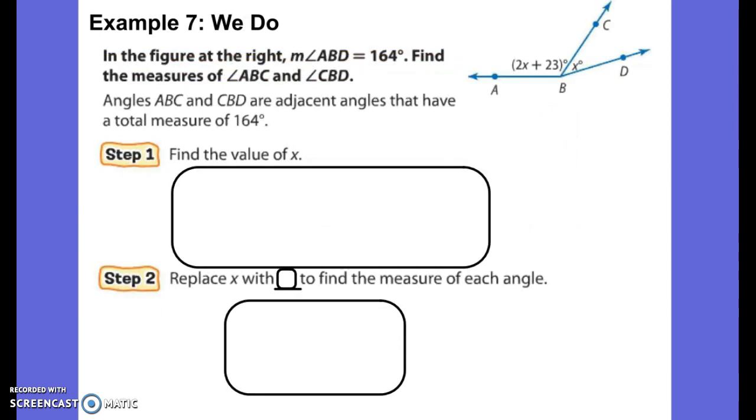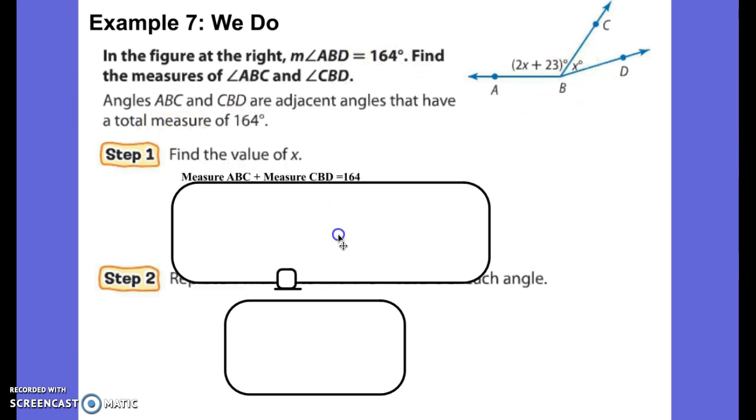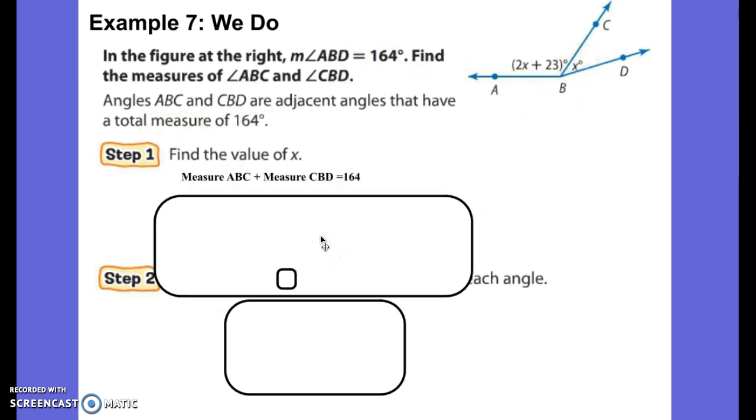Number 7, in the figure on the right, angle ABD is 164 degrees. Find the measures of ABC and CBD. Because you're looking for the value of x, the total measure is 164. So the first thing you need to do is take the measure of ABC, with B being your vertex, plus CBD, so both of these angles. All I'm doing is adding them together, and they have to total 164.